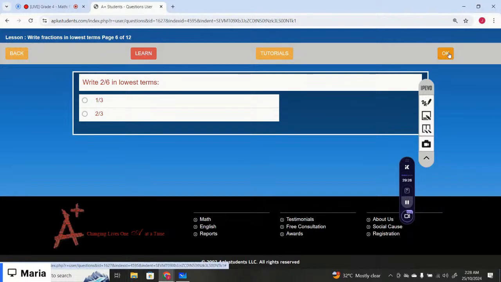Write 2 by 6 in lowest term. So which is the correct option? Which is the greatest number that can divide both numerator and denominator? So which is the correct option?